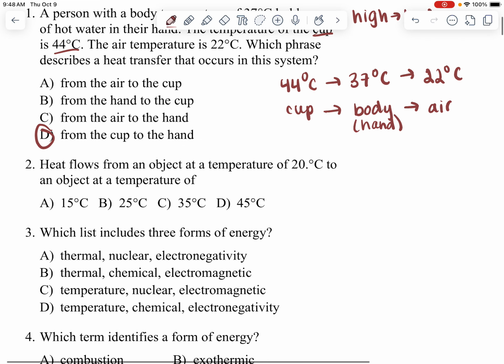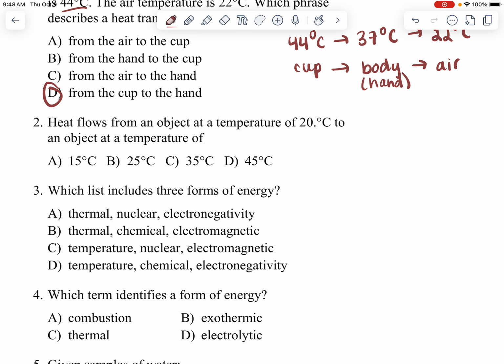Same idea for number 2 here. We have 20 degrees Celsius, so high to low. Well, the only lower temperature than 20 is choice A, 15 degrees Celsius.